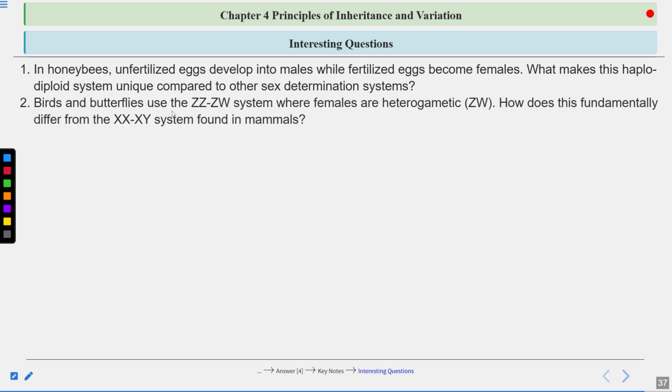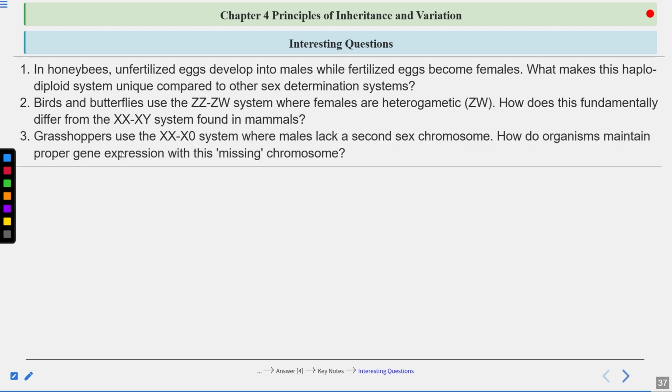Next question: birds and butterflies use the ZZ-ZW system, where females are heterogametic. How does this fundamentally differ from the XX-XY system found in mammals? So this is a very interesting question. You should know the difference between these two systems. Then another question is: grasshoppers use the XX-XO system where males lack the second X chromosome. How do organisms maintain proper gene expression with this missing chromosome?